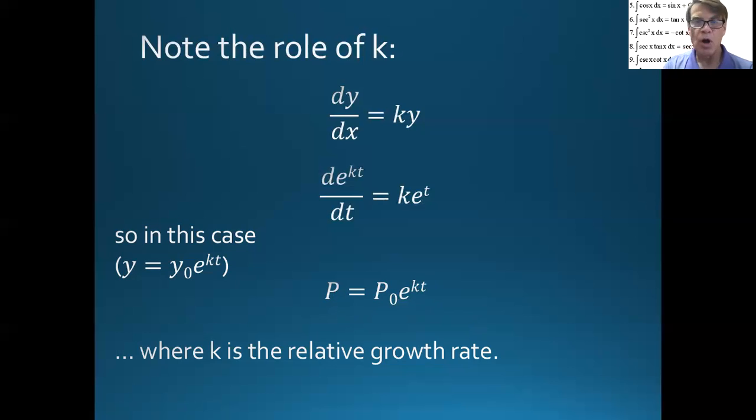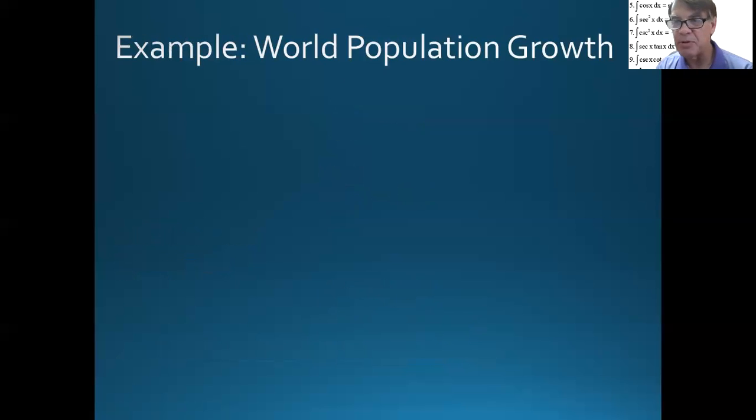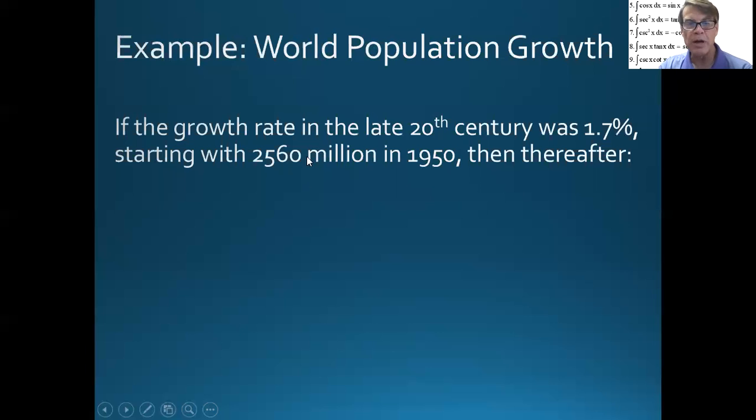1.7% growth rate. All right, so this is the example that I was just mentioning in the book. If the growth rate in the late 20th century was 1.7%, starting with 2,560,000,000, 2,560 million, if it was that much in 1950, then we can create this formula for population growth. That population with respect to time is going to be 2,560 in millions times e to the 0.017 times t.